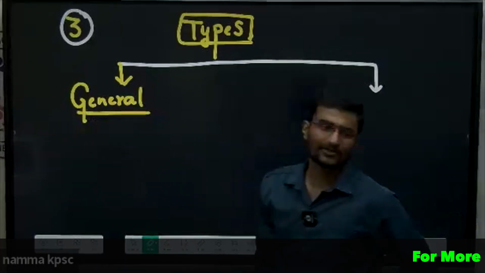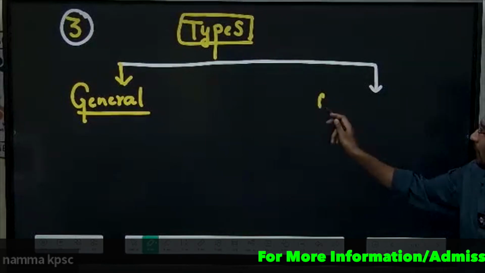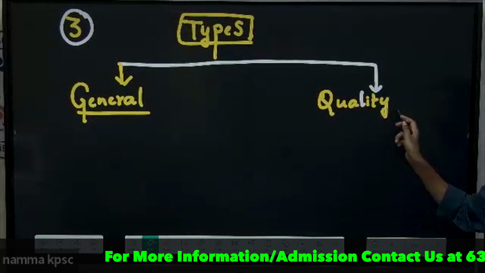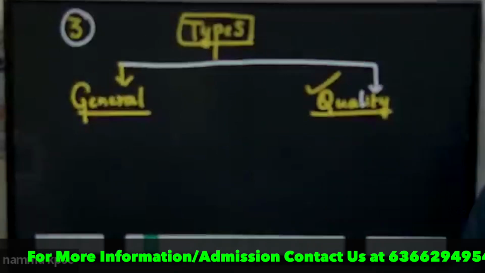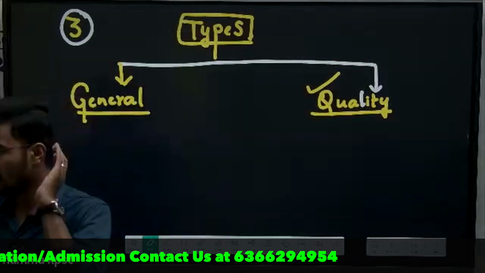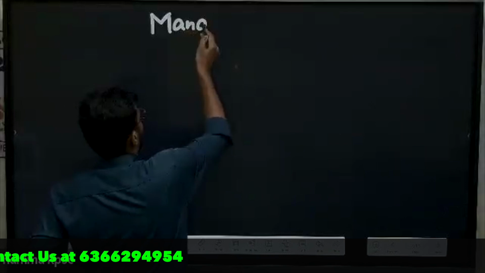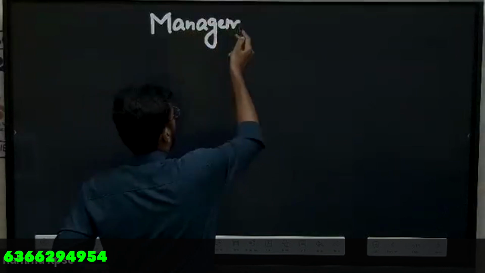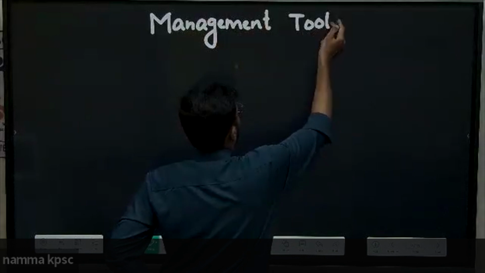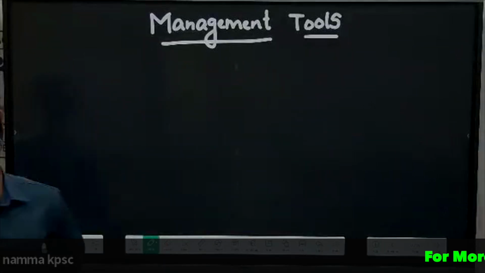One we call it as general management tools, and the second one we call it as quality. In the exam, the majority of questions are on quality. Majority of the questions are with respect to what? The quality tools. Now we call it as the management tools. Now what do you mean by management? We have already discussed. It is tools.